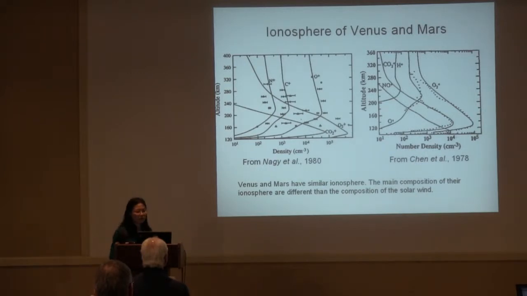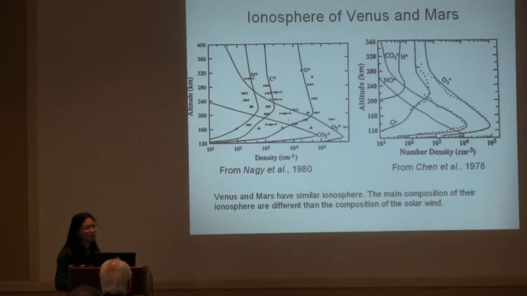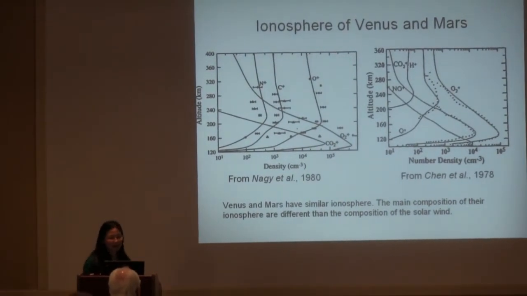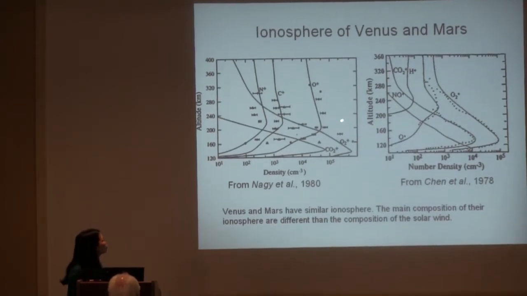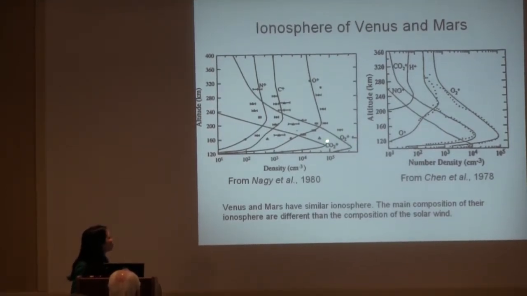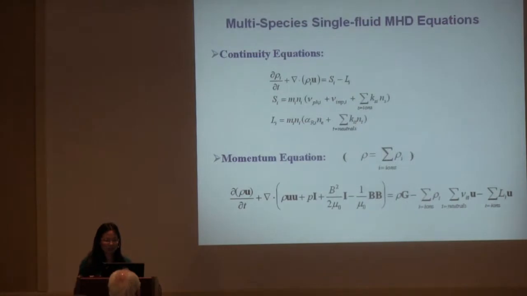So to study self-consistently how this ionosphere interacts with the upstream plasma, we need to know that the composition of this ionosphere is quite different compared with the usual upstream plasma flow. Here I'm showing the ionosphere of Venus and Mars. As you can see, they have very similar ionospheres. The main composition in both is O2+ at low altitude, and the important ions are O+ in Venus and CO2+. You can see the main composition of the ionosphere is different from the solar wind.